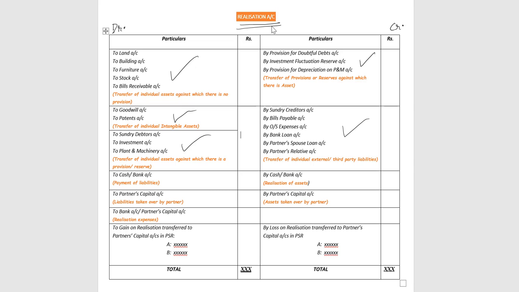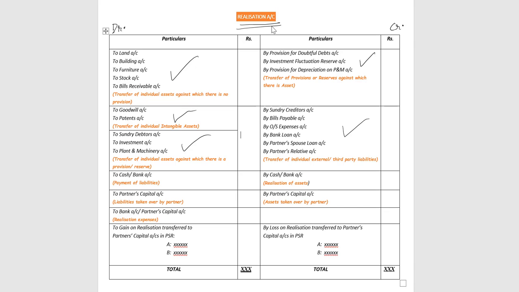Next, we need to transfer all external liabilities or third-party liabilities. Examples are sundry creditors, bills payable, outstanding expenses, bank loan, and loan borrowed from partner's spouse, relative, etc. So once the assets and the external liabilities have been transferred to realization account, we need to pass the entries for taking over assets by partner as well as realization of assets in cash.